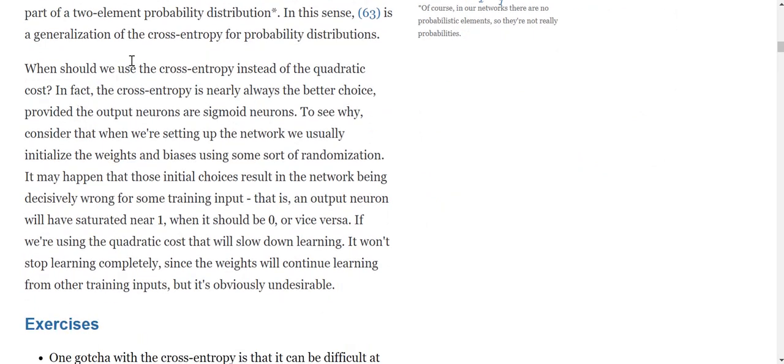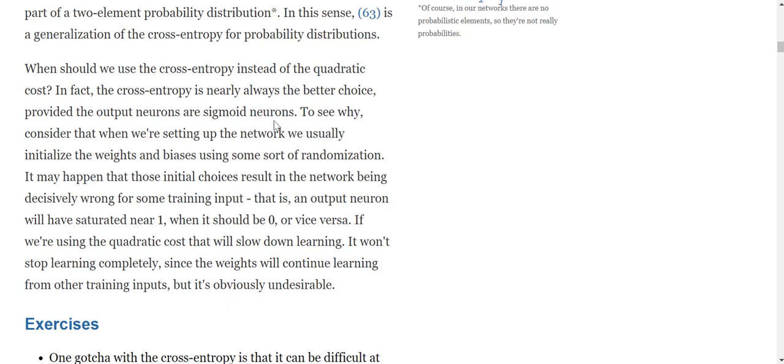When should we use the cross entropy instead of the quadratic cost? In fact, the cross entropy is nearly always the better choice, provided the output neurons are sigmoid neurons. To see why, consider that we are setting up the network. We usually initialize the weights and biases using some sort of random initialization. It may happen that those initial choices result in a network being decisively wrong for some training input. That is, an output neuron will have saturated near 1 when it should be 0, or vice versa. If we are using the quadratic cost, that will slow down learning. It won't stop learning completely since the weights will continue learning from other training inputs, but it's obviously undesirable.